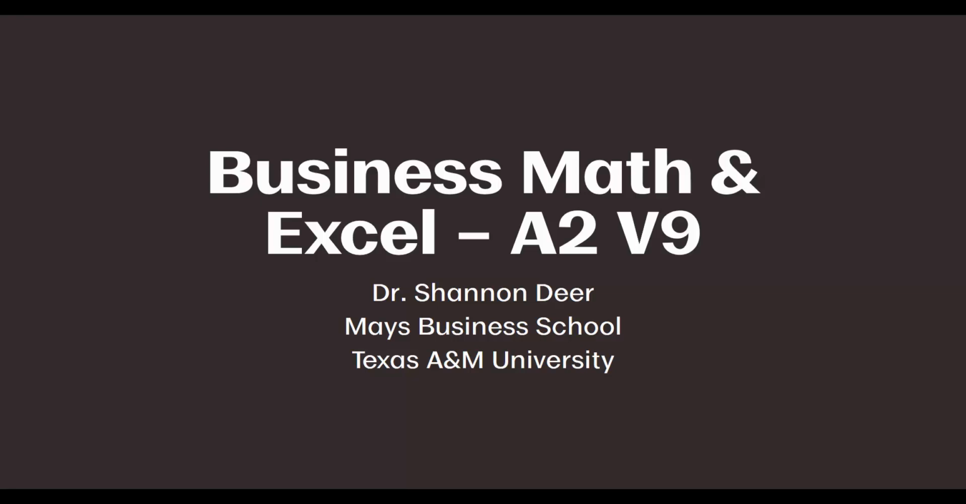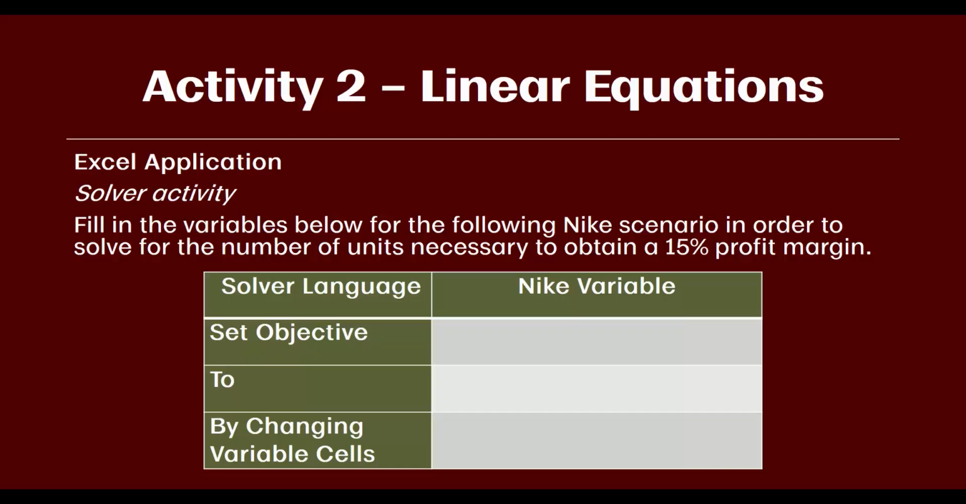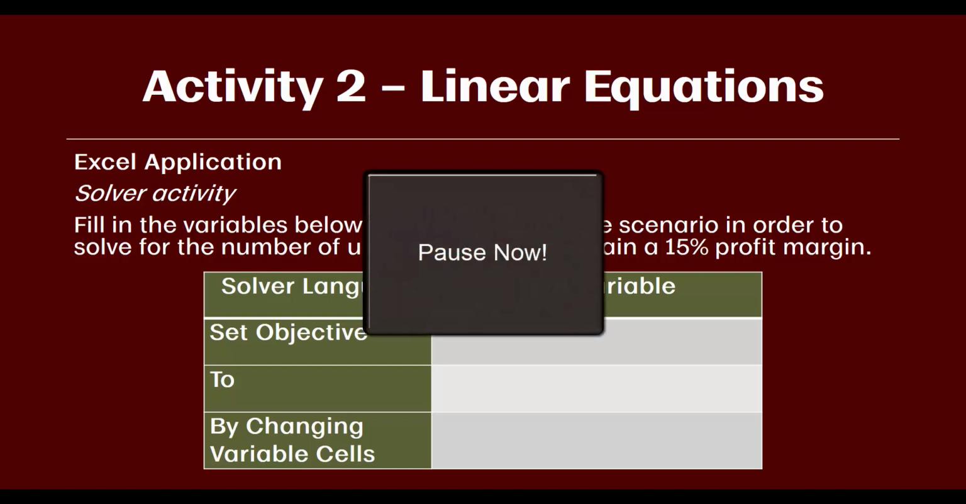Remember, we already did this manually in a previous video, so if you're not comfortable with that profit margin formula, jump back to review that video. Before we use Solver in Excel for this problem, let's go to our note packet that we've been using. I want you to work on thinking about the Nike variables we're going to use to solve for the number of units in order to have a 15% profit margin. Pause the video for a minute and see if you can fill in the blanks on this chart. When you come back, I will walk you through the answers so you can check your work.